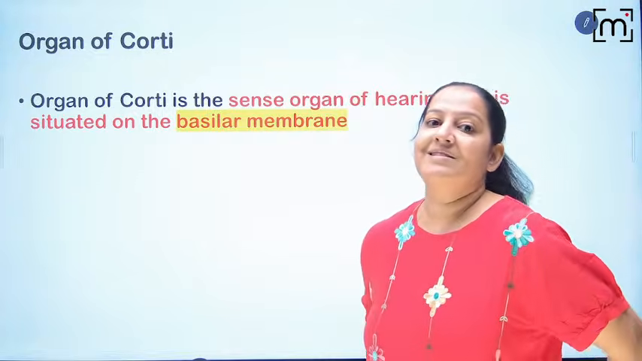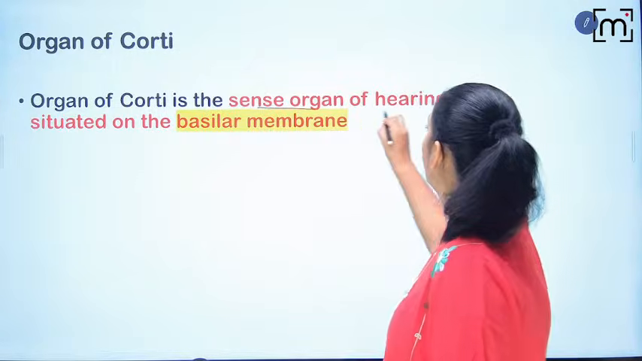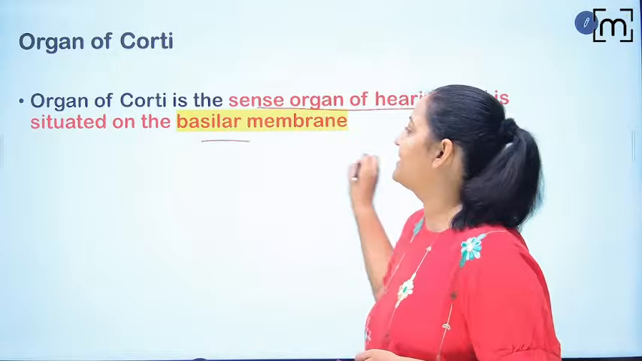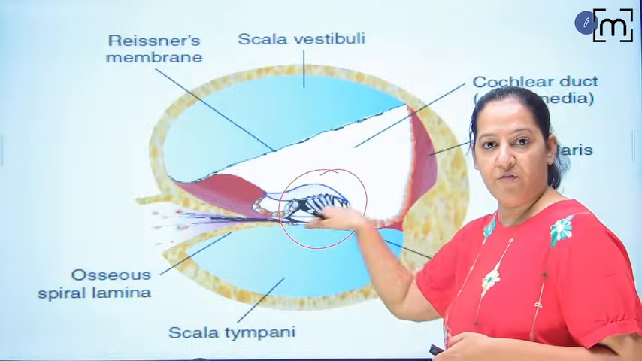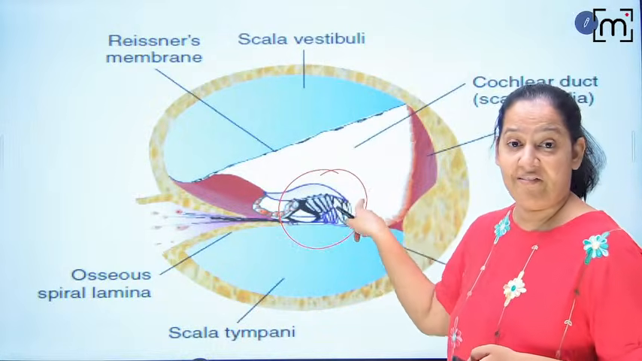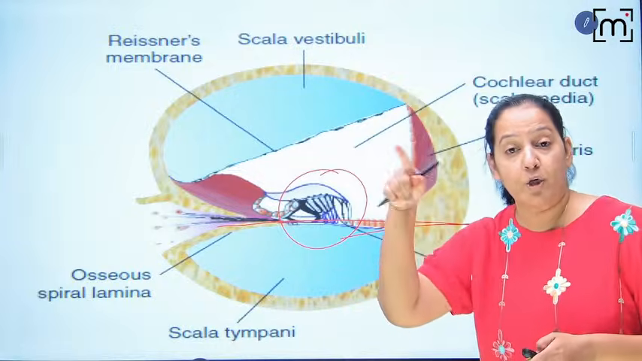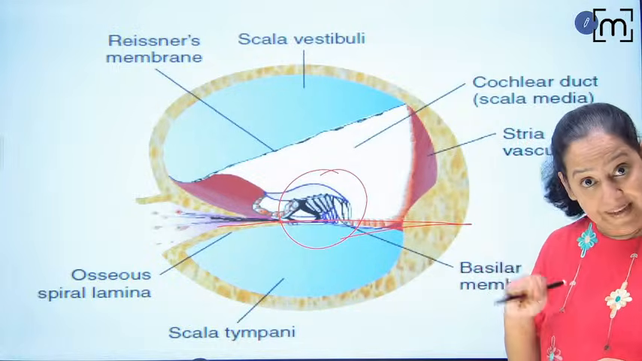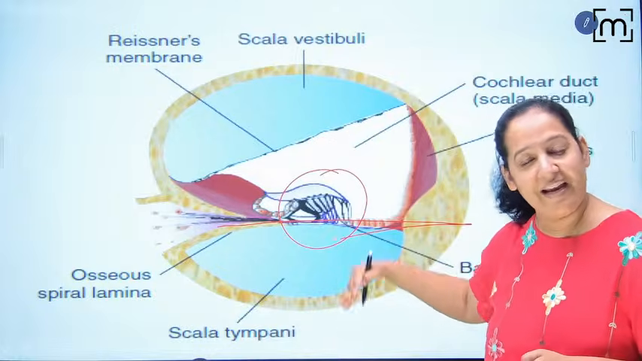So let's come to the last thing, organ of Corti. What is the organ of Corti? The organ of Corti is the sense organ of hearing, and that is present on the basilar membrane. You can appreciate the organ of Corti on the basilar membrane. This is the organ of Corti. Let me zoom in to show you what structures it has. So this structure is present on the basilar membrane in the cochlea, the 2.5 turn cochlea, on the basilar membrane which is separating scala media from scala tympani.